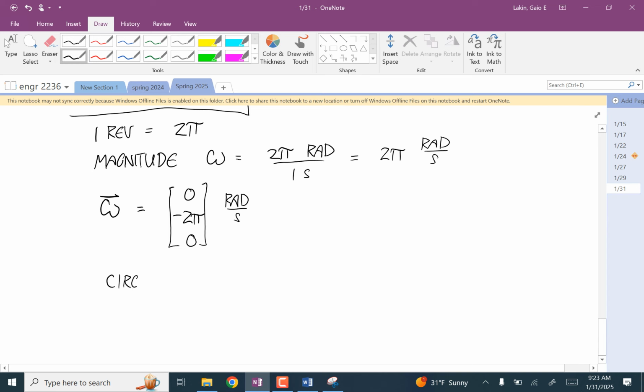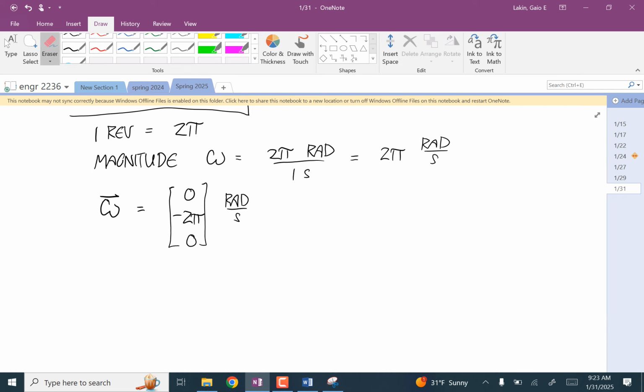All right, so once you have the angular velocity, here are the two circular and spherical motion equations that relate. I guess I should define the angular acceleration too, but that's going to be easy to define.